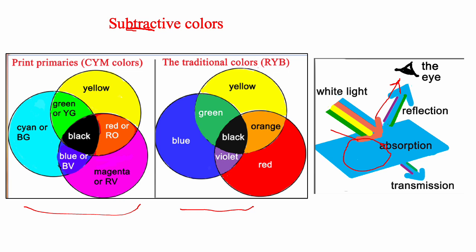The primary colors in the print system are like our print inks. They are cyan, yellow, and magenta. They're primary because they cannot be made by mixing two other colors together. For the traditional system, the primary colors are red, yellow, and blue. But as I'll show you in a minute, blue and red are actually secondary colors.